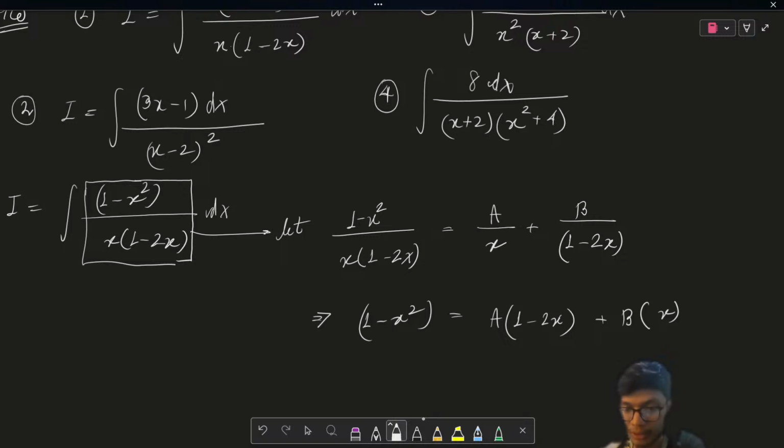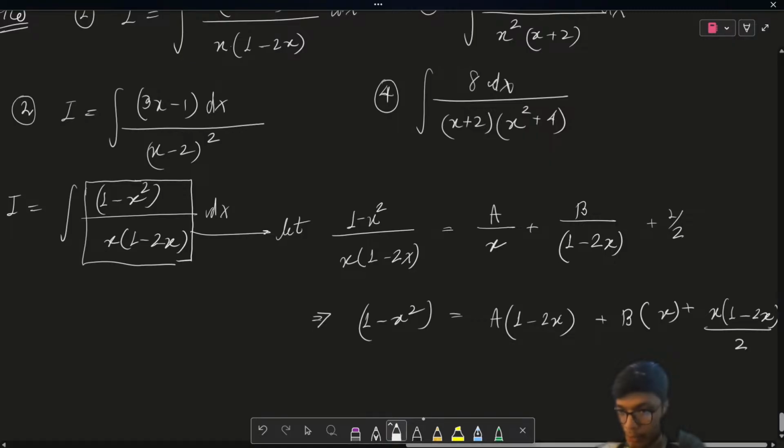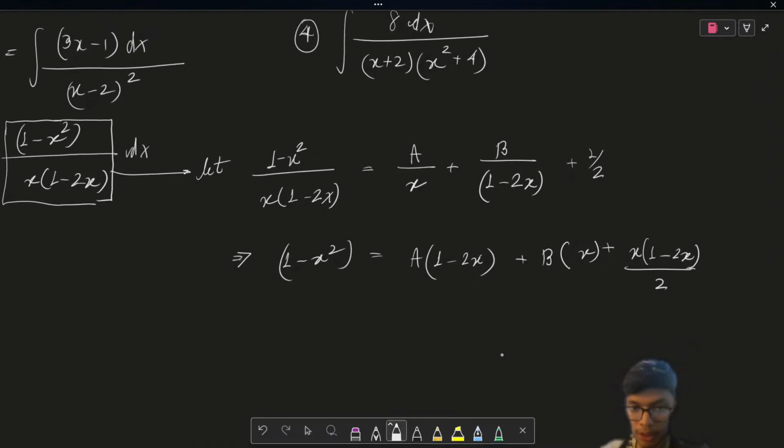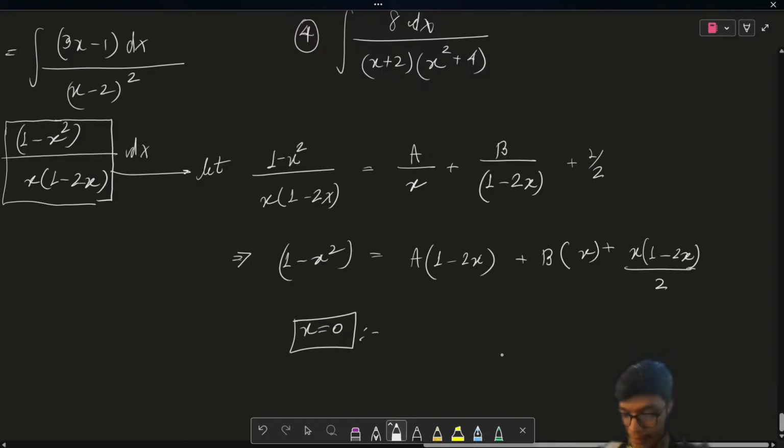but the thing is we are missing one factor, which is 1 upon half. So this will be times of x into 1 minus 2x by 2. So this will actually produce the terms over here as follows. If I just put x equals to 0 in this entire equation, then I will get the value 1 is equal to a.